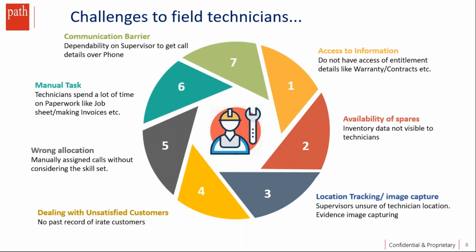And if I talk about some challenges that field technicians currently see, they are very similar to what we have just identified as problems while counting the call aging. One is the communication barrier, dependability on the supervisor to get call details over the phone, and manual tasks. Of course, they are working more on job sheets manually and making invoices. Sometimes there is wrong allocation because the skills are not mapped into the system. Wrong assignment of a call to a technician might increase your call aging.